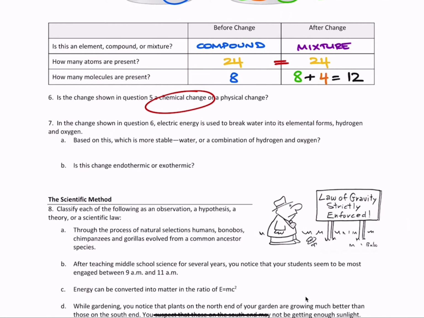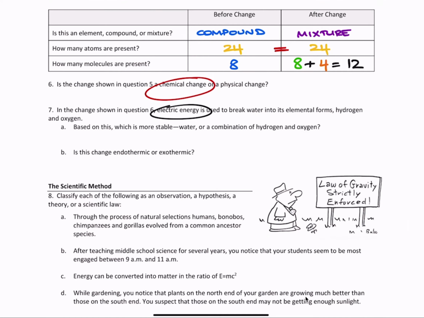So let's try to understand and write this down as an equation, okay? So we need electric energy. So we need energy to do what? When energy is applied to water, we obtain hydrogen and oxygen.